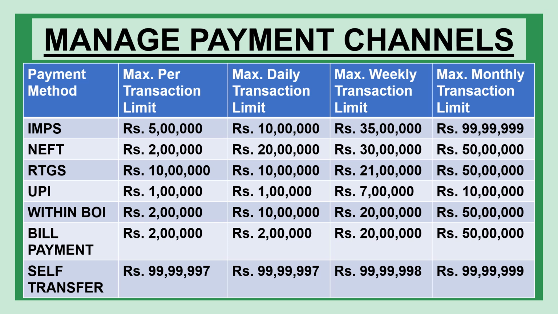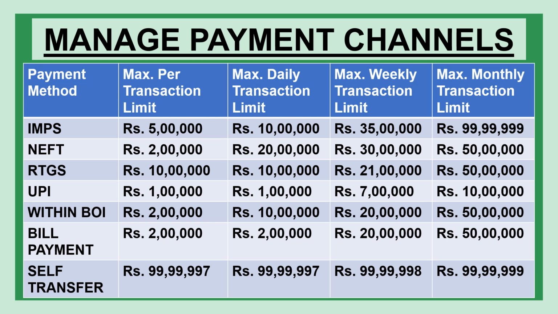Payment method within BOI. Maximum per transaction limit is rupees 2 lakh. Maximum daily transaction limit rupees 10 lakh. Maximum weekly transaction limit is rupees 20 lakh. Maximum monthly transaction limit is rupees 50 lakh. Payment method bill payment. Maximum per transaction limit is rupees 2 lakh. Maximum daily transaction limit is rupees 2 lakh. Maximum weekly transaction limit is 20 lakh. Maximum monthly transaction limit is 50 lakh.